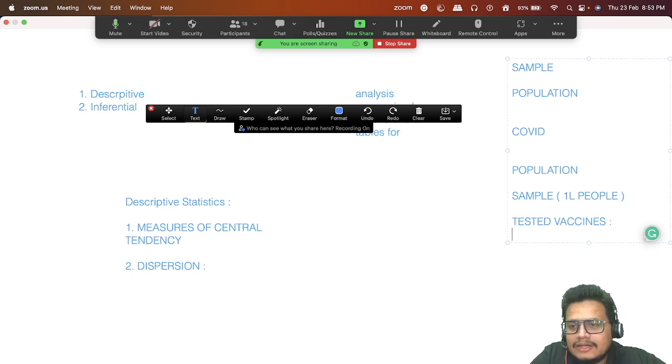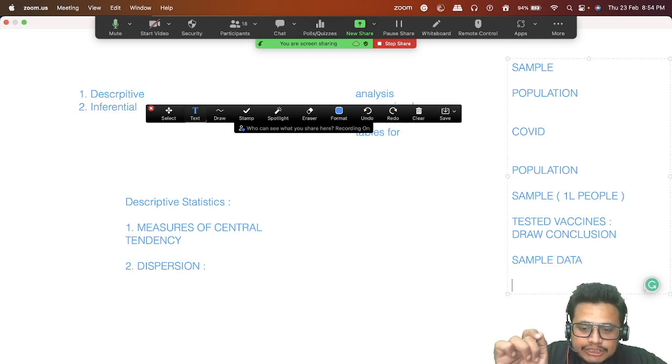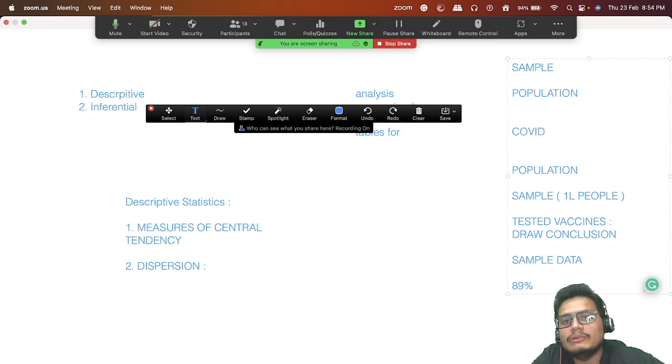Now when we tested our vaccines on 1 lakh persons, we drew some conclusions, and based upon those conclusions which we obtain from a sample data, we make a conclusion about the whole population, that this vaccine will be, suppose, 89% effective for the whole population.